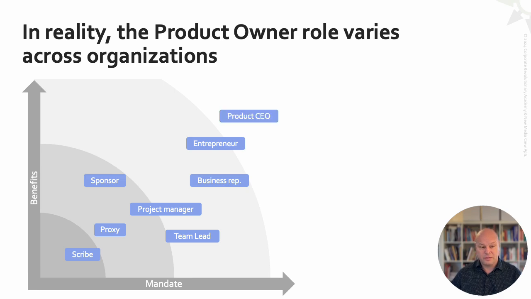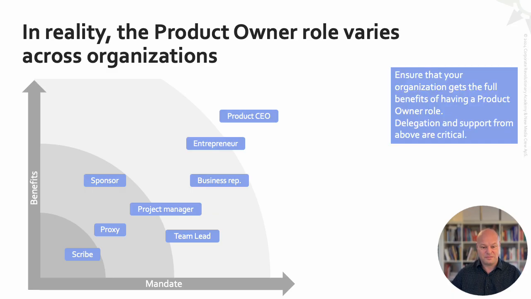to Scrum. A lot of people like to say that the product owner is the CEO of the product. Well, that's very rarely the case. Most of the time, it's the person who has at least most of the say over the product, but is always within the constraints of business strategy and general business priorities. You should ensure that your organization gets the full benefit of having a product owner role. And delegation from above and support as well are critical.